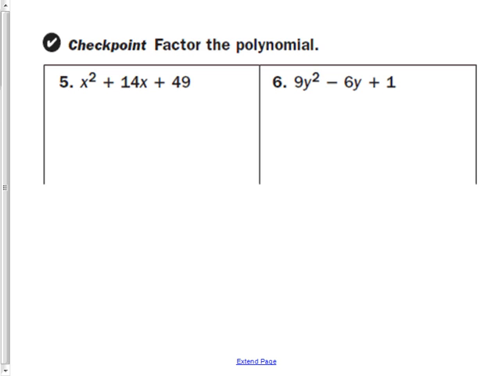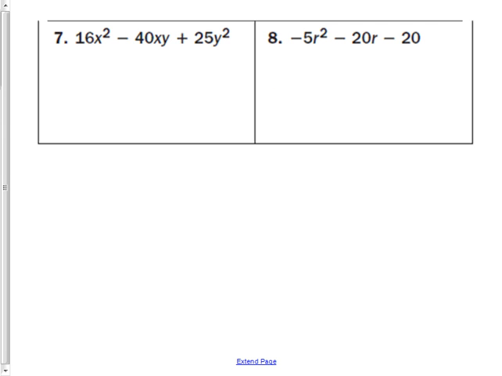Now we have a few checkpoints. Checkpoints 5, 6, 7, and 8 are yours to try at home, and we'll discuss those once again in class tomorrow.